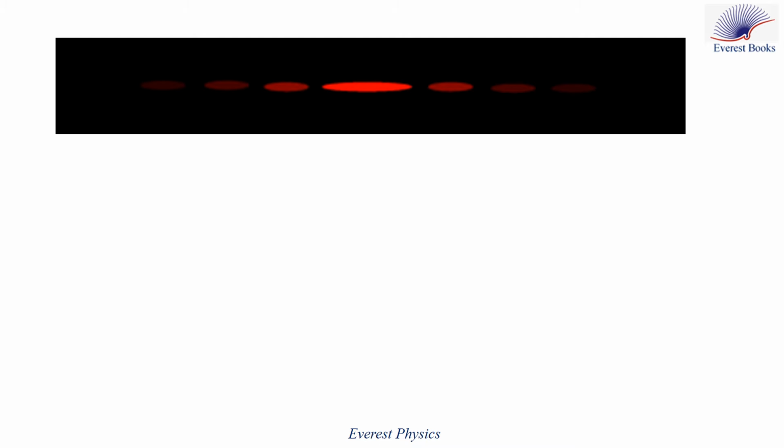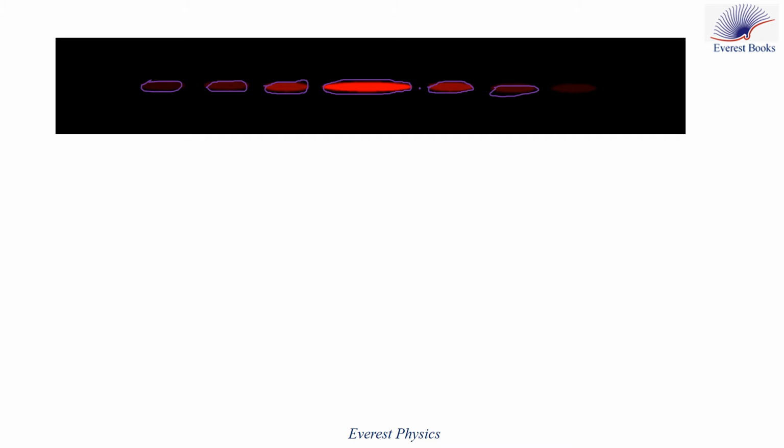This figure shows what we observe on the screen for a thin slit whose width is less than 1 millimeter. As we see, we observe bright and dark spots. This spot is called the central bright spot or the central bright fringe. This spot is called the first bright spot on the right side of the central bright fringe, and so on. This spot is also called the first bright spot, but on the left side of the central bright fringe, and so on.